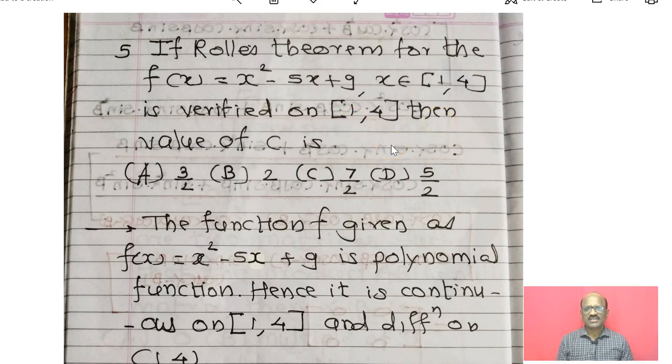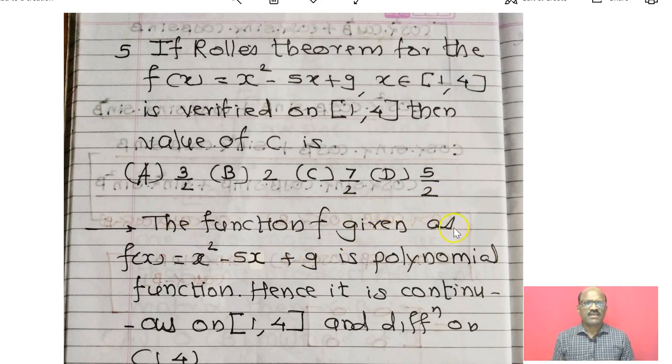Then what is the value of c? That's very simple. If f(x) is a real valued function, continuous on the closed interval [a, b], and differentiable on the open interval (a, b), and also such that f(b) is equal to f(a), then there exists a c belonging to the open interval (a, b) such that f'(c) is equal to 0. In this way we can solve this.